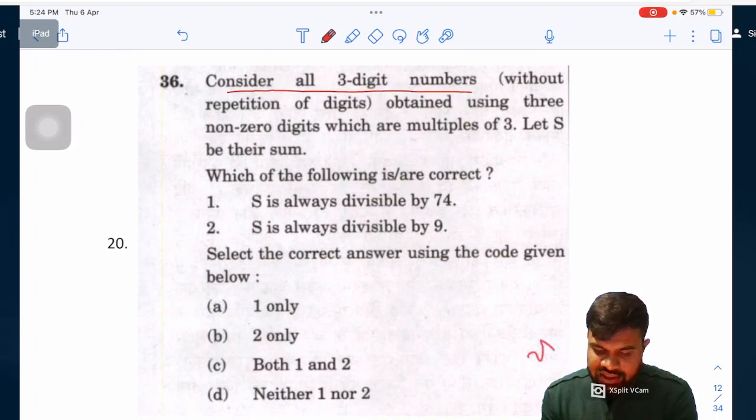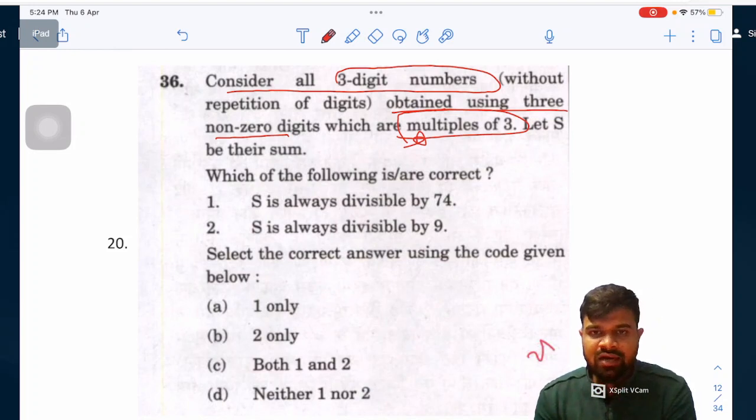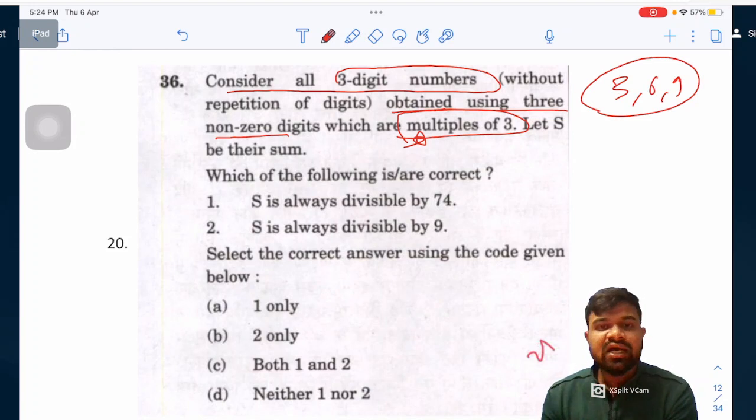Consider the three-digit number obtained using three non-zero digits which are multiples of three. What are the three digits that are multiples of three? They are 3, 6, and 9.